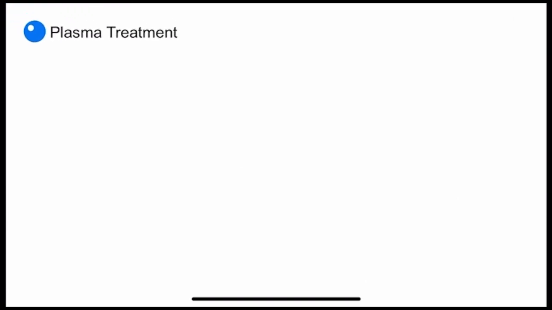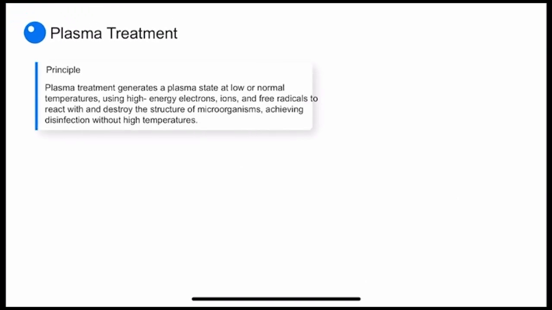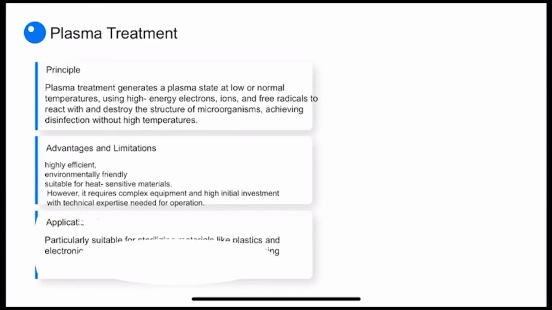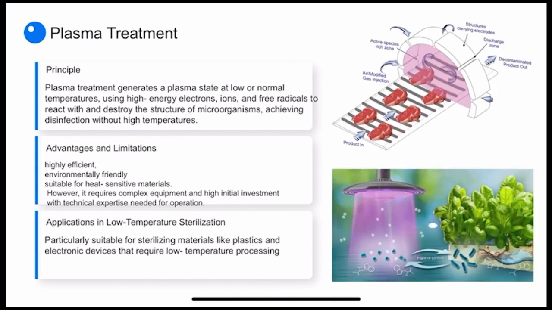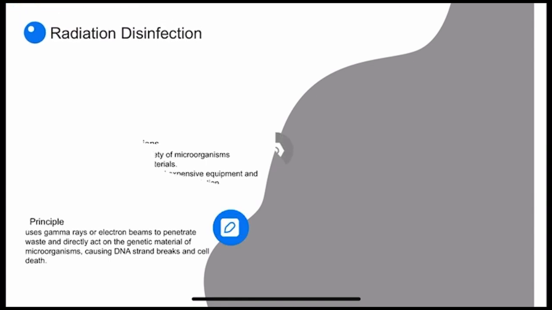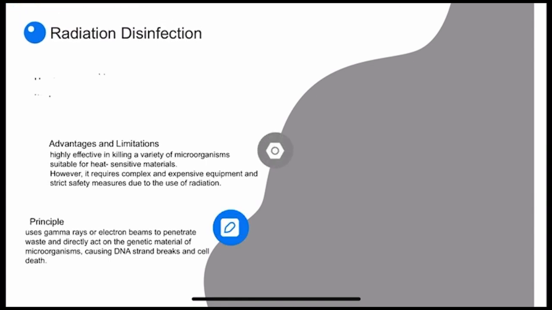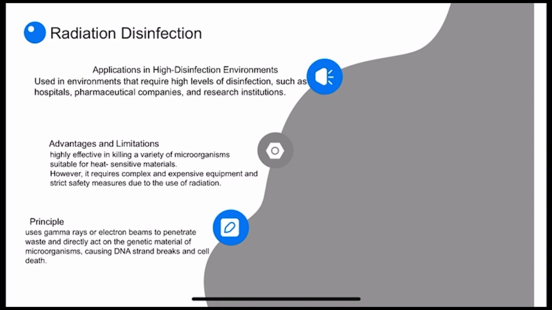Fourthly, plasma treatment is a plasma state that utilizes high-energy electrons, ions, and free radicals to kill microorganisms. It is efficient and environmentally friendly, but it comes at a high cost. The last one is radiation disinfection. It uses gamma rays or electron beams to kill microorganisms. But it is also very expensive and requires high standards.